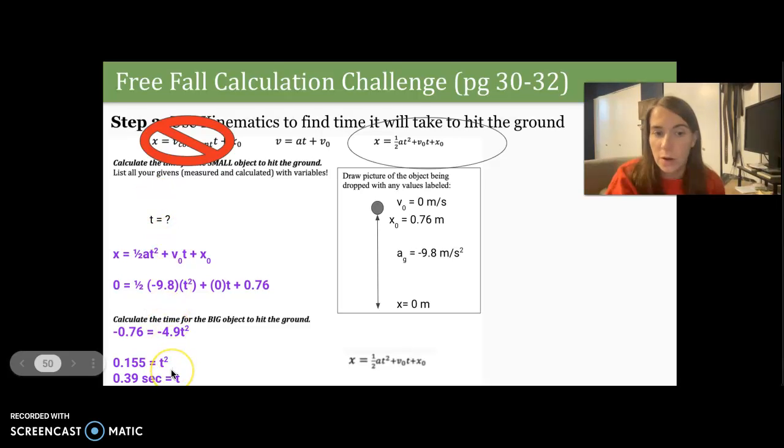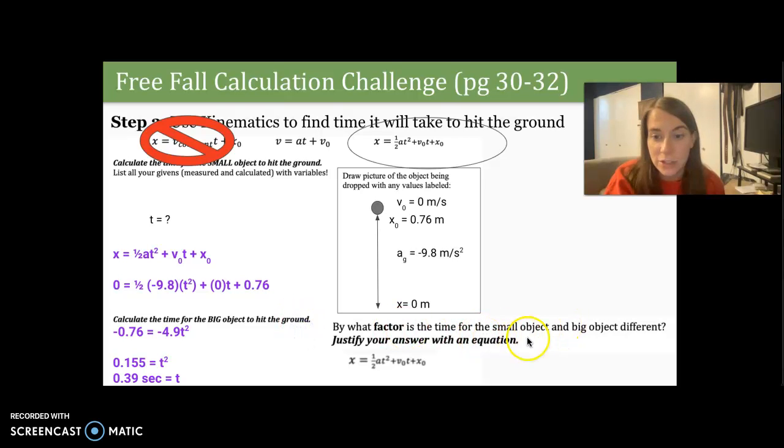My work went down here, because guess what? That's how much time it takes the big object to hit the ground as well. Why? By what factor is it different? Justifying the equation. Well, looking at this equation, everything in this equation stays the same. There's no mass in there.